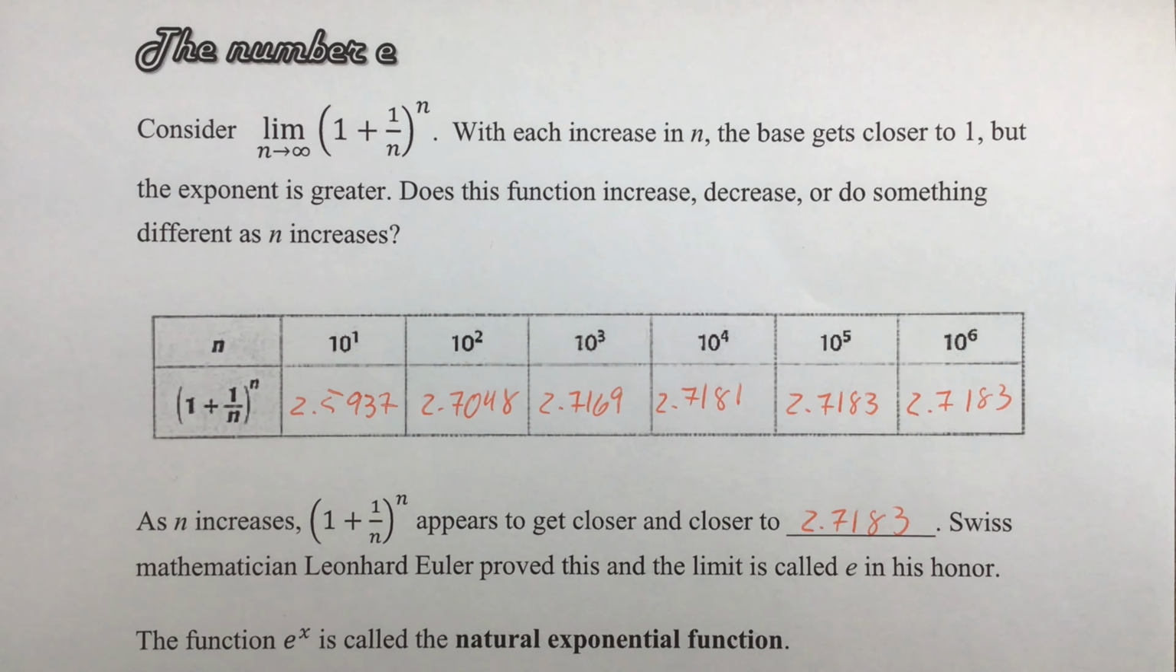The weird thing is that this number shows up a lot unexpectedly, just as you're doing general mathematics. It pops up so often that we gave it a special name, which is e, in honor of the guy who discovered it, Euler. And as an additional note, the function e to the x power, the exponential function with e as the base, is going to be referred to as the natural exponential function.